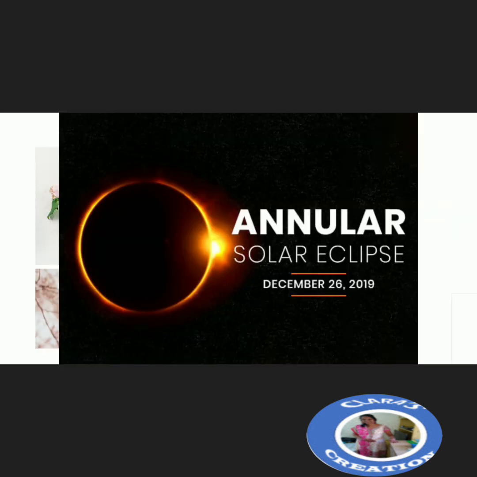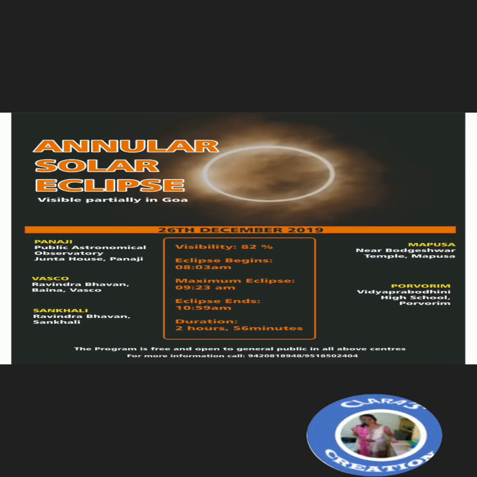Again, over here you can see the same. Now this will give you this annular solar eclipse image, which took place in Goa. This is from current affairs.